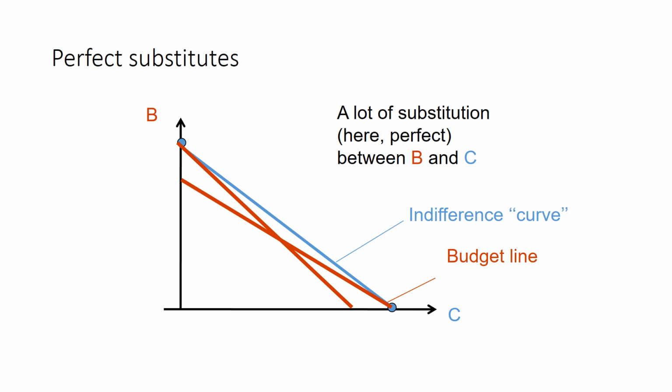When goods are perfect substitutes, the indifference curve is actually an indifference line. That means that a small change in prices actually leads the consumer to shift completely from consuming one good to consuming the other good.